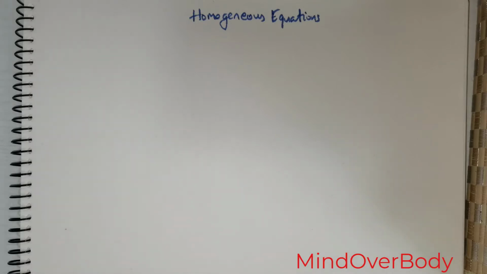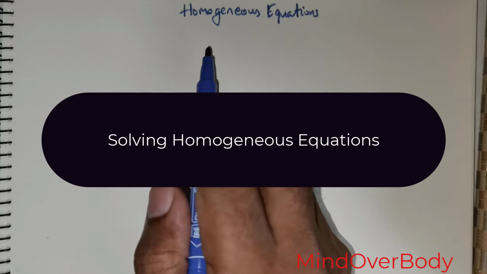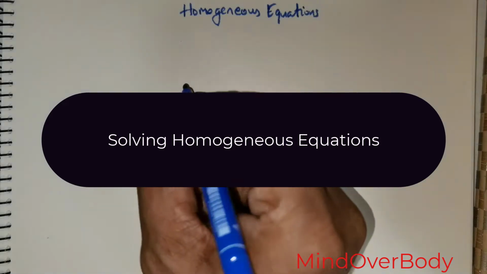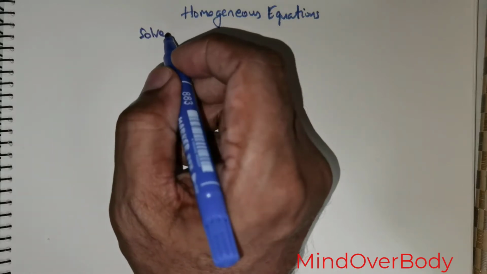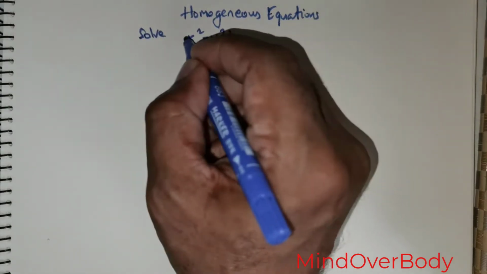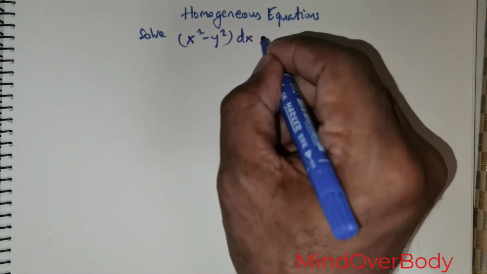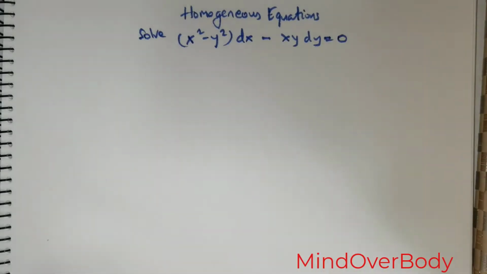Welcome students. In this class we will be learning how to solve homogeneous equations. Now imagine you are given this question, say solve (x² − y²) dx − xy dy = 0.